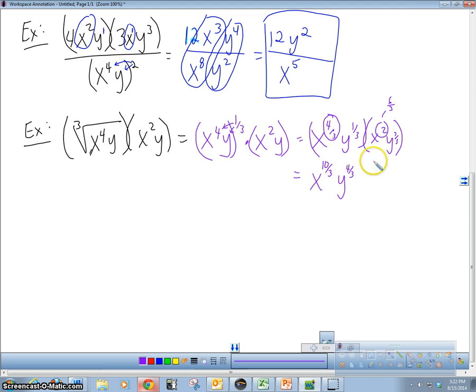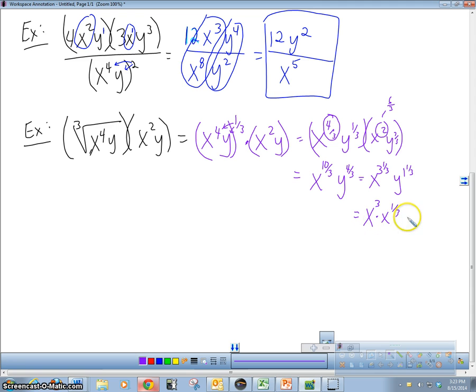I think what I'd like to do here is to simplify this a little bit more. I think the easiest thing to do here is to make this a mixed number. So x is to the 3 and 1/3, and y is to the 1 and 1/3. Okay, and then I'm going to make this x cubed times x to the 1/3.